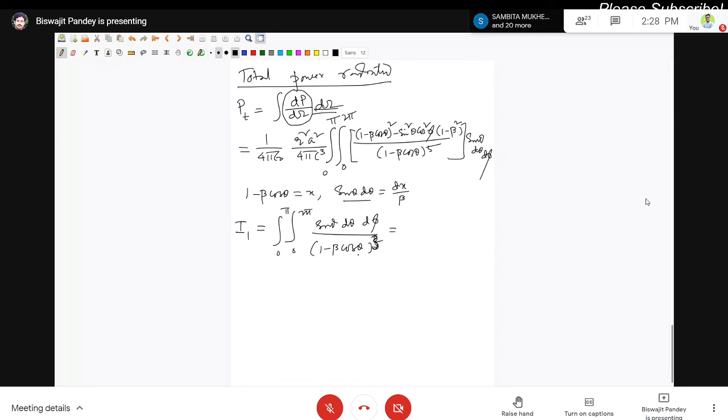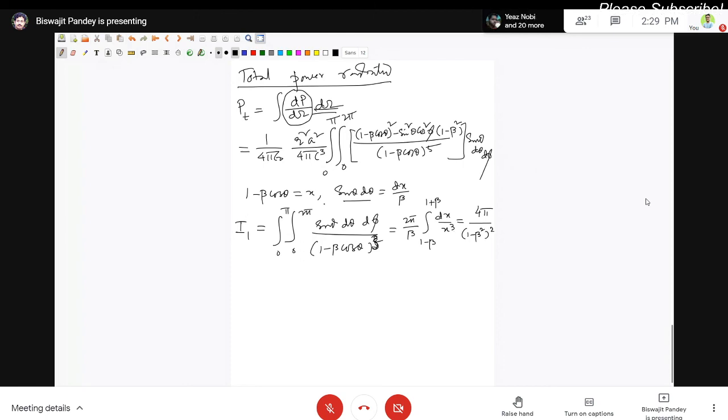And 1 minus beta cos theta is taken to be x, so x cube dx by beta. Pretty straightforward to do. 2 pi by beta, just 1 minus beta to 1 plus beta, just change the limit, dx by x cube. So what we will get? We will get 4 pi divided by 1 minus beta square whole square. I'm not doing all the steps here. You can check it by substituting this.